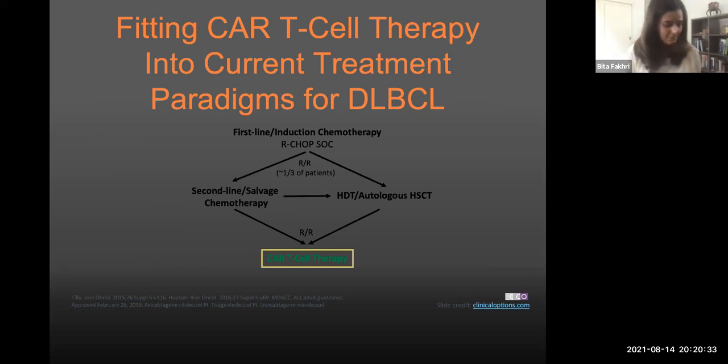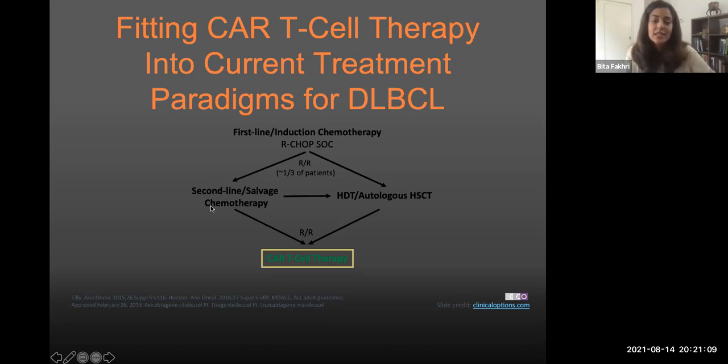Okay, so I do also want to talk about CAR T cell therapy. It's a very exciting time for the treatment of B cell lymphomas. Where is the place of CAR T therapy in the current treatment paradigms for diffuse large B cell lymphoma or high grade B cell lymphomas? So we talked about frontline that we give these patients anthracycline based therapy. And then about one third of these patients, unfortunately, will never achieve remission, they're primary refractory, or they will relapse later.